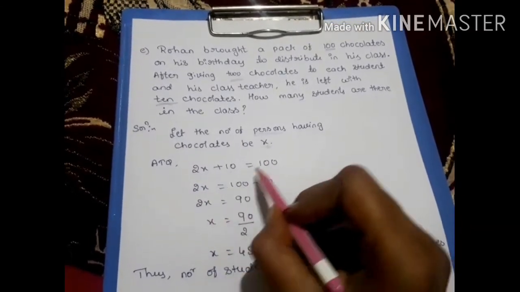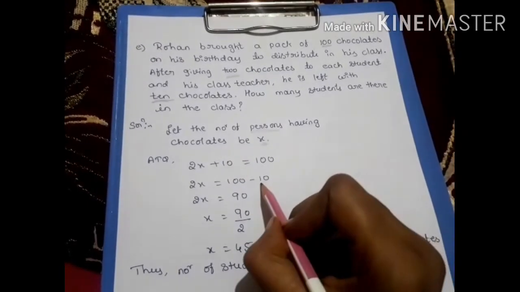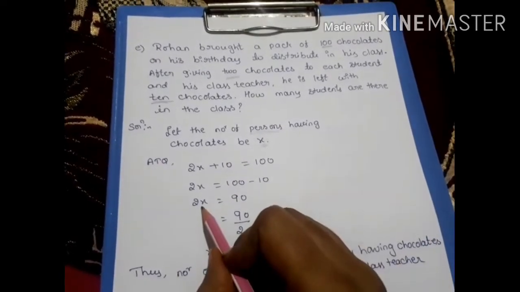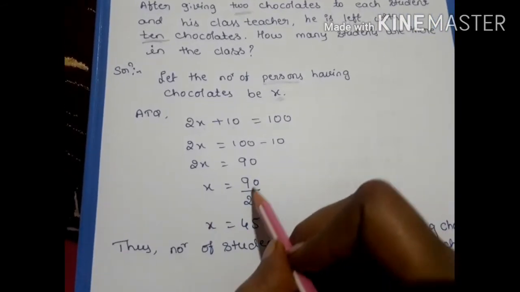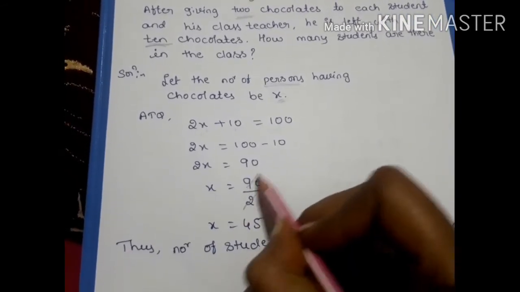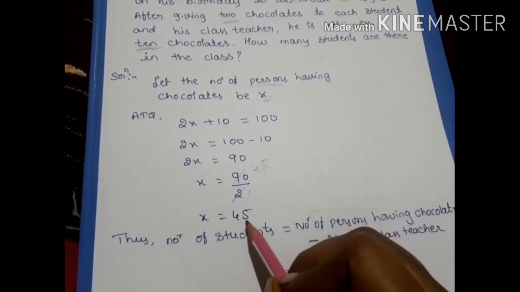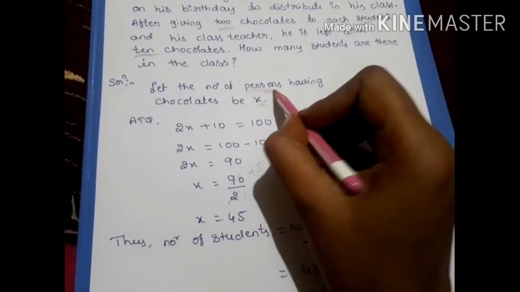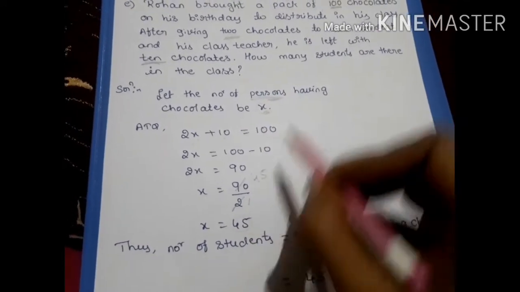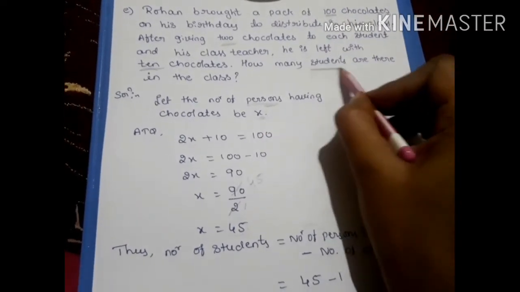2x plus 10 equals 100. Take 10 to this side, it becomes minus 10. 2x equals 100 minus 10, 90. x equals 90 divided by 2, which is 45. We got x as 45. What did we consider x to be? x is the number of persons. But what question did he ask? How many students? Only how to find the students.